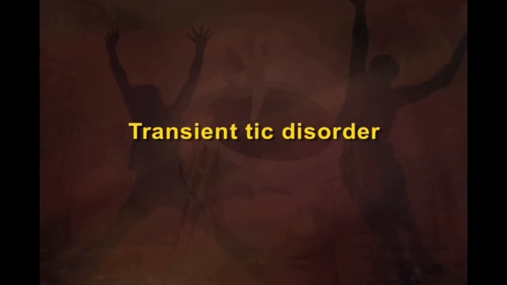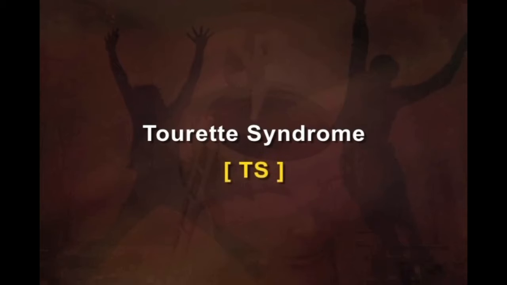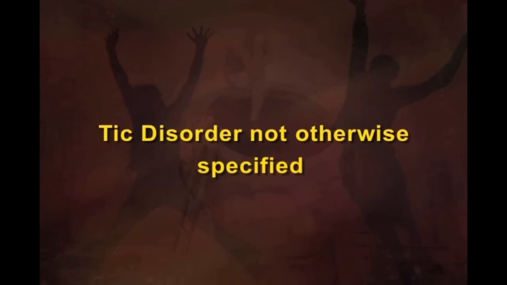The second type according to this classification is transient tic disorder. It consists of multiple motor and phonic tics with a duration of at least 4 weeks, but less than 12 months. The third type of disorder is Tourette's disorder. It is also called Tourette's syndrome and is written as TS. It is diagnosed when both motor and phonic tics are present for more than a year. The last type according to this classification is tic disorder not otherwise specified. This disorder is diagnosed when tics are present, but do not meet the criteria for any specific tic disorder.